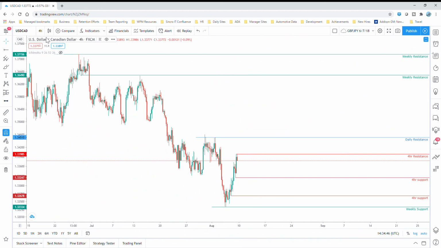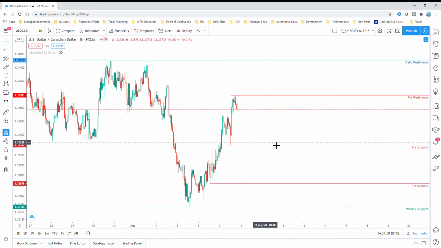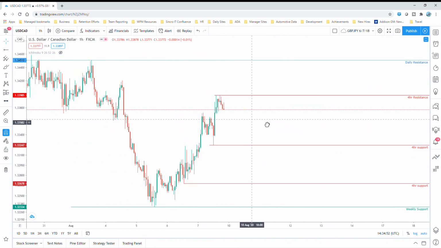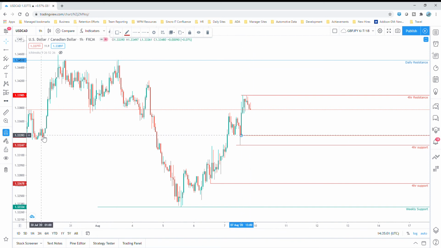And then we'll drop down to the 1 hour. Again, some similar confluence areas, right? This area here, but we will get our support area right here. And again, looking left, you see we got confluence here.